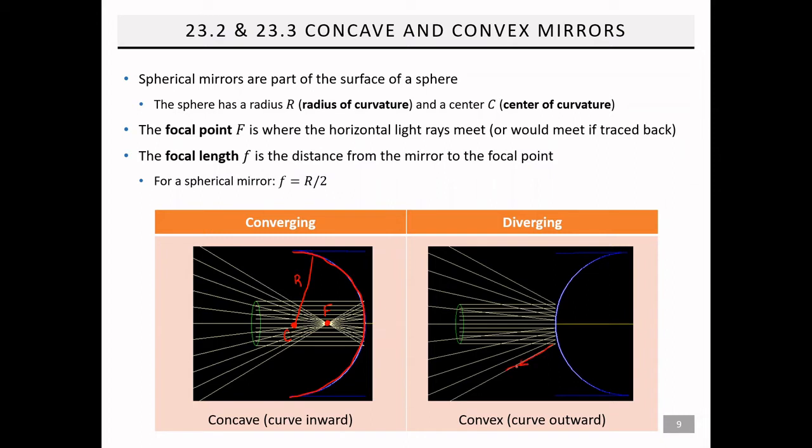So here, for instance, you have one outgoing ray. You want to trace this one backwards in a straight line. Here you have another outgoing ray. You want to trace this one backwards in a straight line. And then you can do this for as many as you want to. Two is good enough to see that the trace back for these outgoing light rays will meet at a single point. So for a diverging mirror, the focal point is actually going to be behind the mirror, to the right of the mirror. The focal length is the distance from the mirror to the focal point.